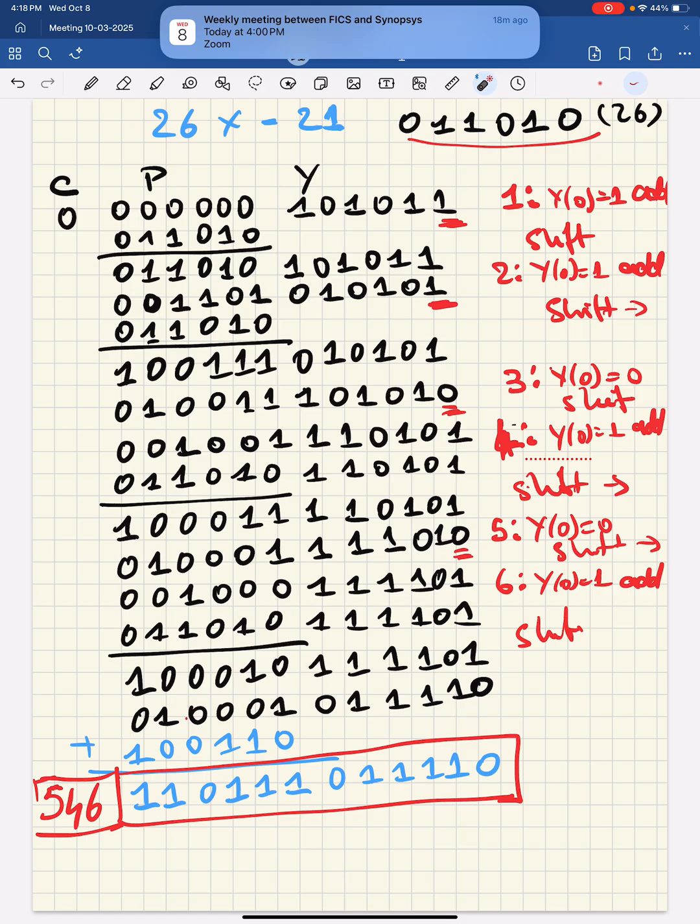Okay, with that, we've seen today how to do the multiplication of two numbers where one of the numbers is negative. We saw the case where the multiplicand was negative, and now we've just seen the case where the multiplier is negative. And next, we're going to be seeing the case where the multiplicand and the multiplier both are negative. Okay, thank you.